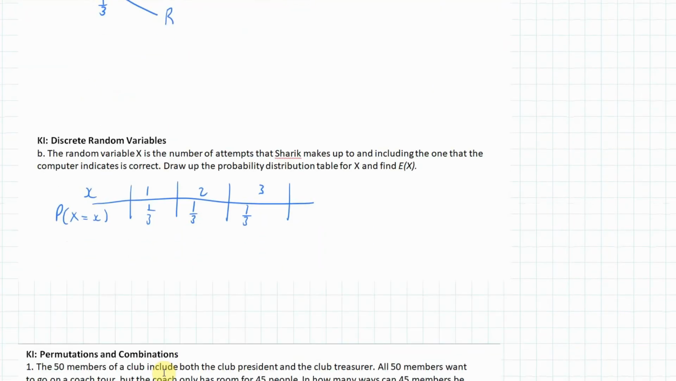Now we've got to find E(X), the expected value. So E(X) is going to be equal to 1 times 1/3 plus 2 times 1/3 plus 3 times 1/3, and we add that all together. So we've got 1/3, 2/3, 3/3. I think it's just 2 again, isn't it? Which kind of makes sense, since they're all equally likely and 2's right in the middle. Yeah, should have picked that one up, shouldn't I?